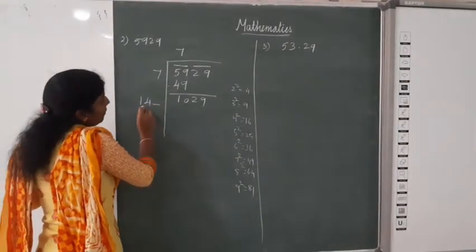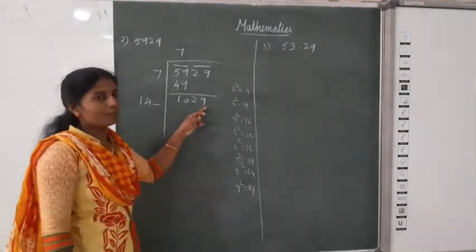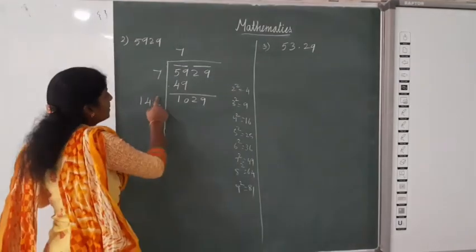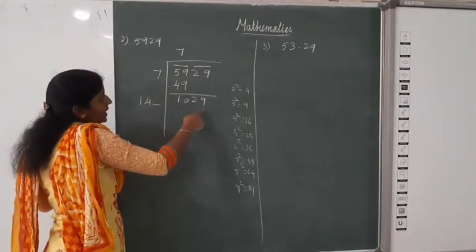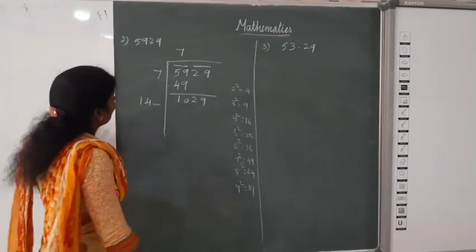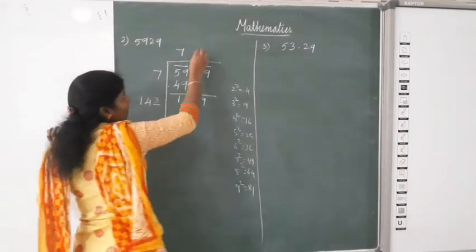Now here the ones place is 9. 9 means 3 is possible, otherwise 7 is also possible, isn't it? Here 7 means here also 7. 7 sevens are 49. Isn't it? 49. Now we can write 3. First we add here 3 just to check it. 3, here also 3.